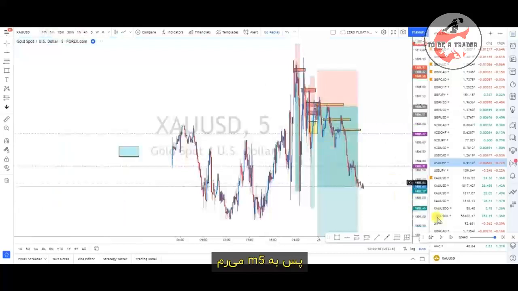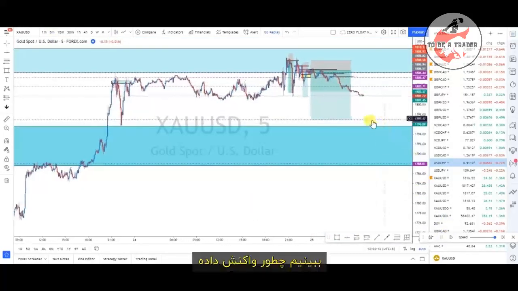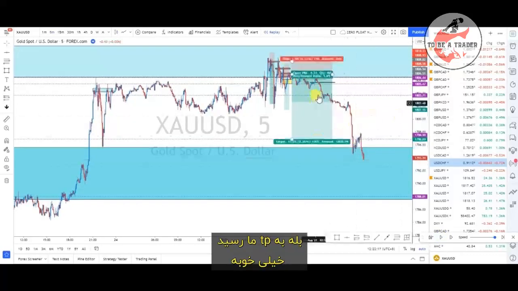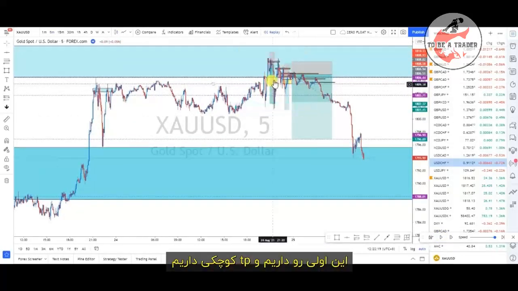So I'm going to go to the M5. Let's just see how the price goes. Hopefully it will reach. Yes, it reached our TP. That's very good. Okay, good, guys. So we have this one, the first one. Okay, we have a small TP.